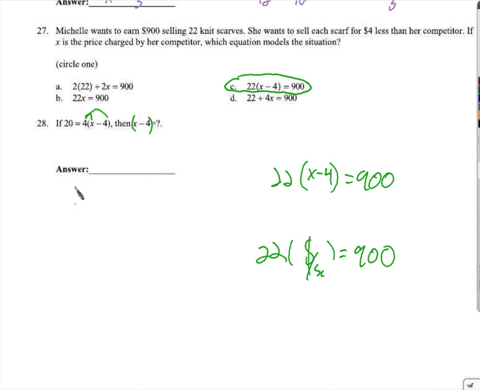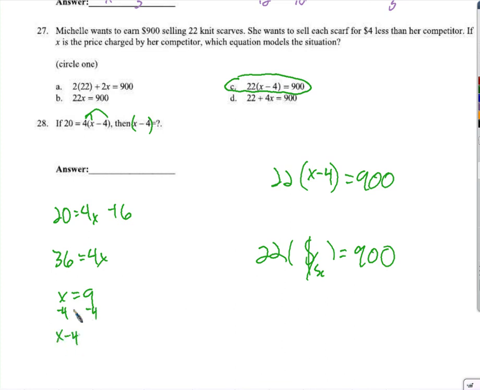So we distribute the 4. You see a parentheses and something times a parentheses, we distribute. We get 20 equals 4x minus 16. We add 16, we get 36 equals 4x. We divide by 4, we get x equals 9. Okay, but I don't want x. I want x minus 4, so simple enough. We'll subtract 4 from both sides.